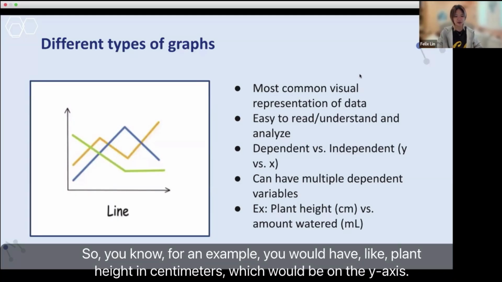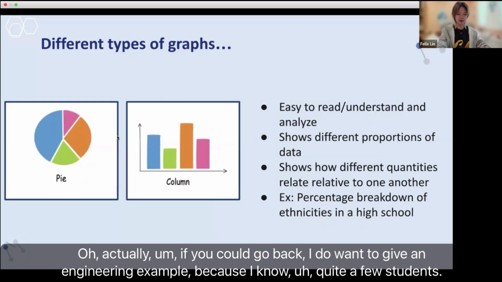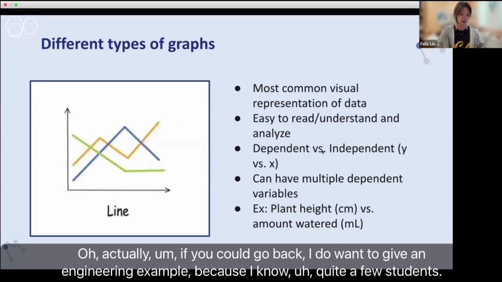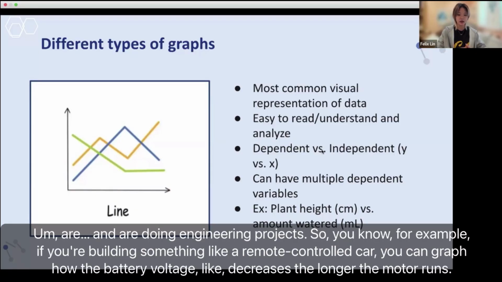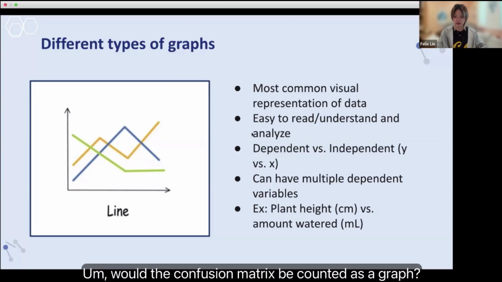So, for an example, you would have plant height in centimeters, which would be on the y-axis, versus amount watered, which would be on the x-axis. Oh, actually, if you could go back, I do want to give an engineering example because I know quite a few students are doing engineering projects. So, for example, if you're building something like a remote controlled car, you can graph how the battery voltage decreases the longer the motor runs. And if you're testing different batteries or different motors, then you would have different lines for that.